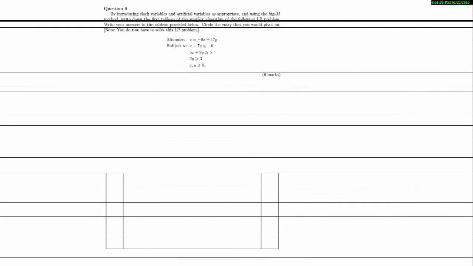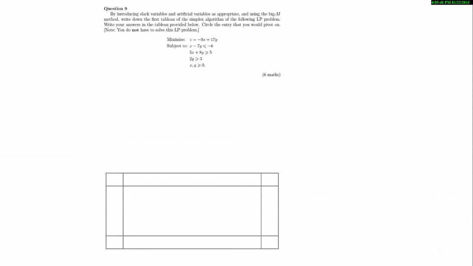Okay, so we're looking at question 9 from the 2014 exam. By introducing slack variables and artificial variables as appropriate, and using the Big M method, we aim to write down the first tableau of the simplex algorithm of the following LP problem given here, and we write our answers in the tableau given. And finally, we'll circle the entry that we would pivot on once we've written up our first tableau. And we're given the handy note that we don't have to solve this LP problem, which is nice.